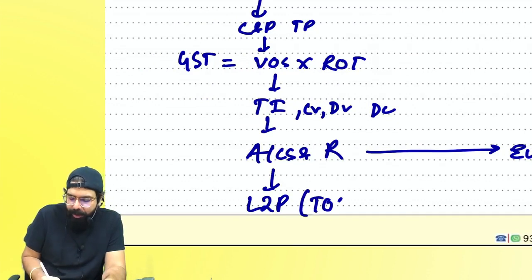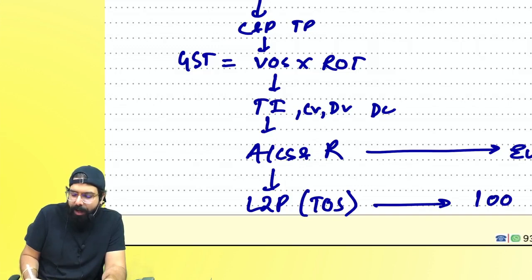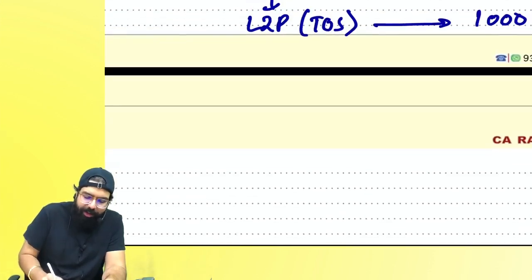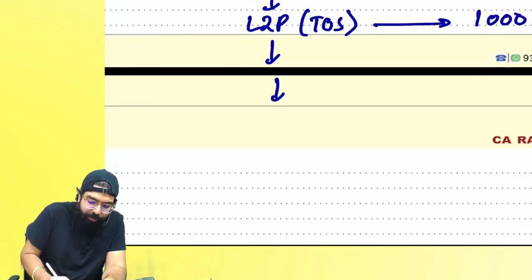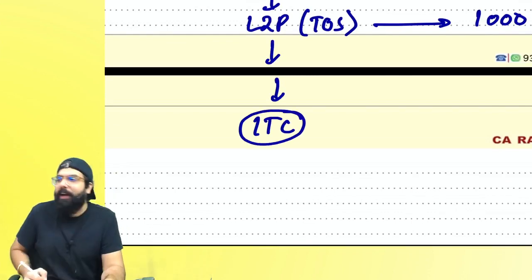Liability to pay comes at the time of supply. For example, you are liable to pay 1000 rupees. You will see how do I pay this. You will use your input tax credit, right everyone?